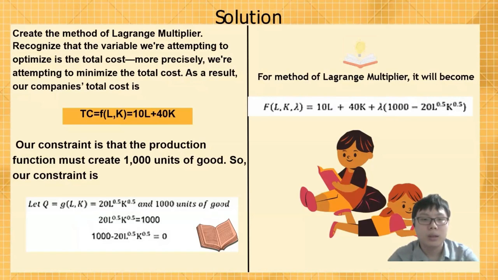Our constraint is that the production function must create 1,000 units of goods. So our constraint is that Q equals the function g(L, K) equals 20L to the power of 0.5, K to the power of 0.5, equal to 1,000 units of goods. 20L to the power of 0.5 times K to the power of 0.5 is equal to 1,000. So we want to move the left side to the right side. So we get 1,000 minus 20L to the power of 0.5 times K to the power of 0.5 equals 0. For the method of Lagrange multipliers, it becomes the function F(L, K, lambda) equals 10L plus 14K plus lambda times 1,000 minus 20L to the power of 0.5 times K to the power of 0.5.